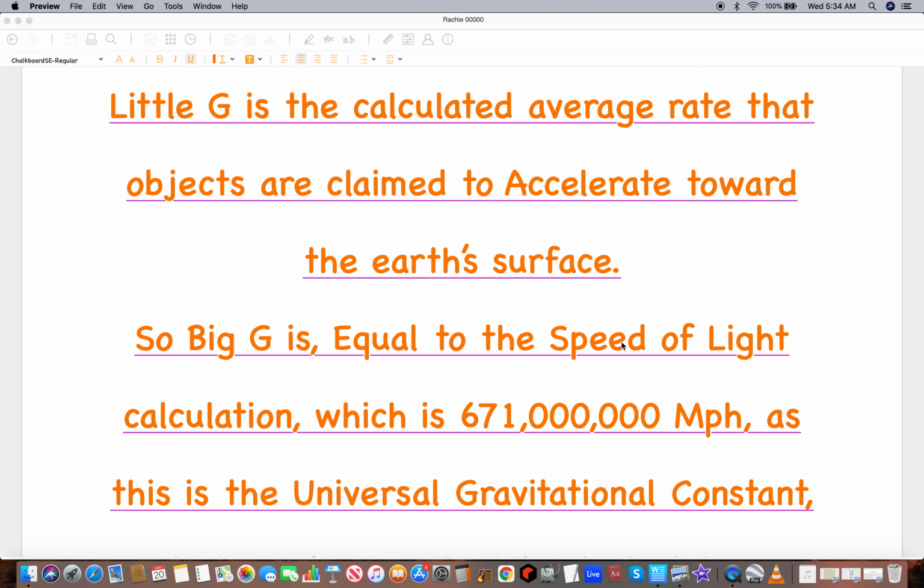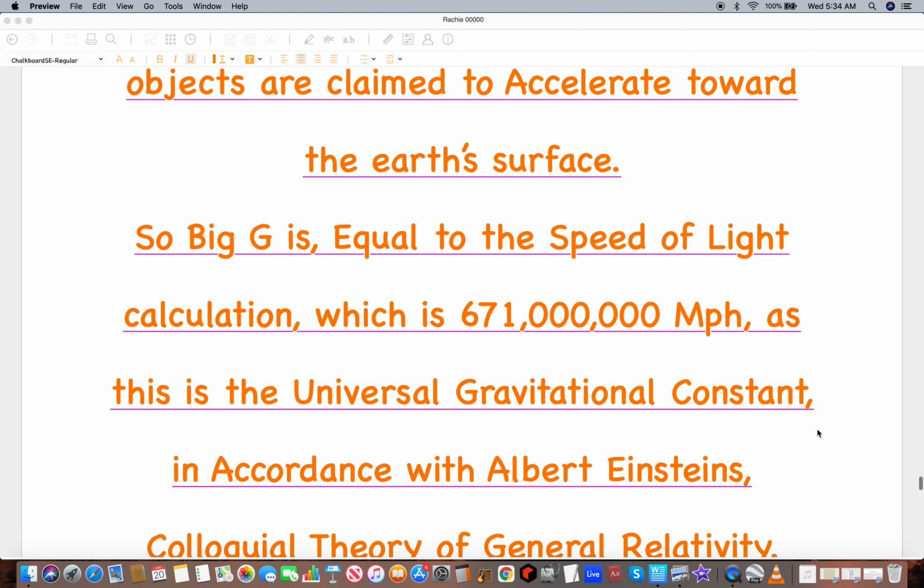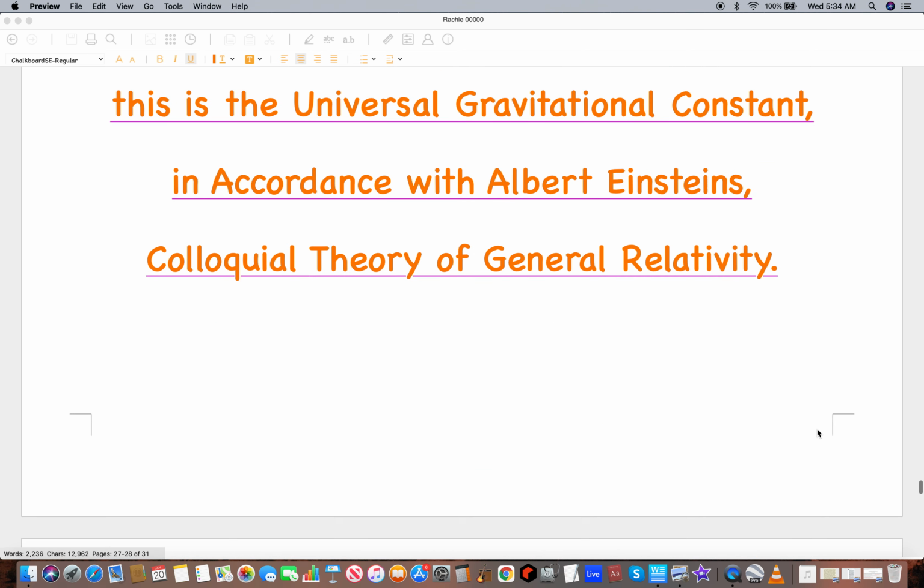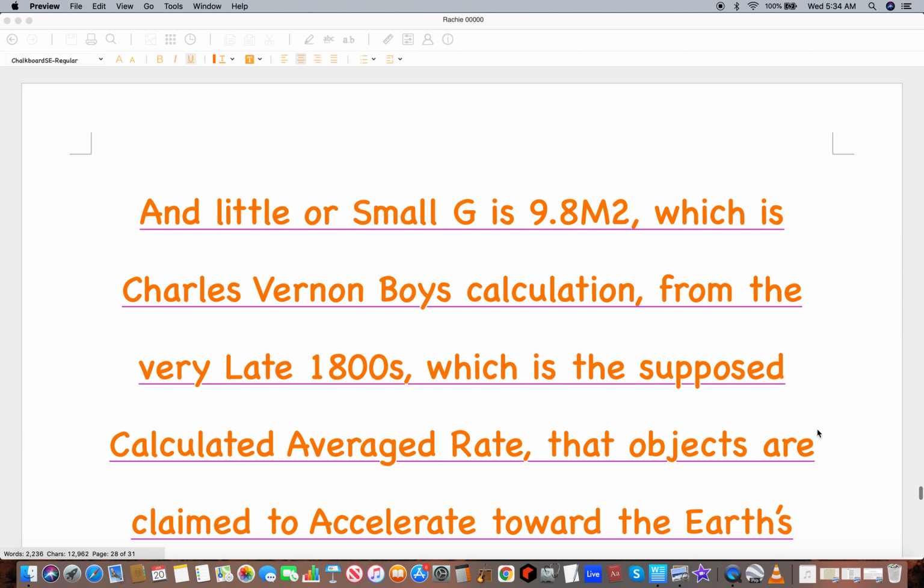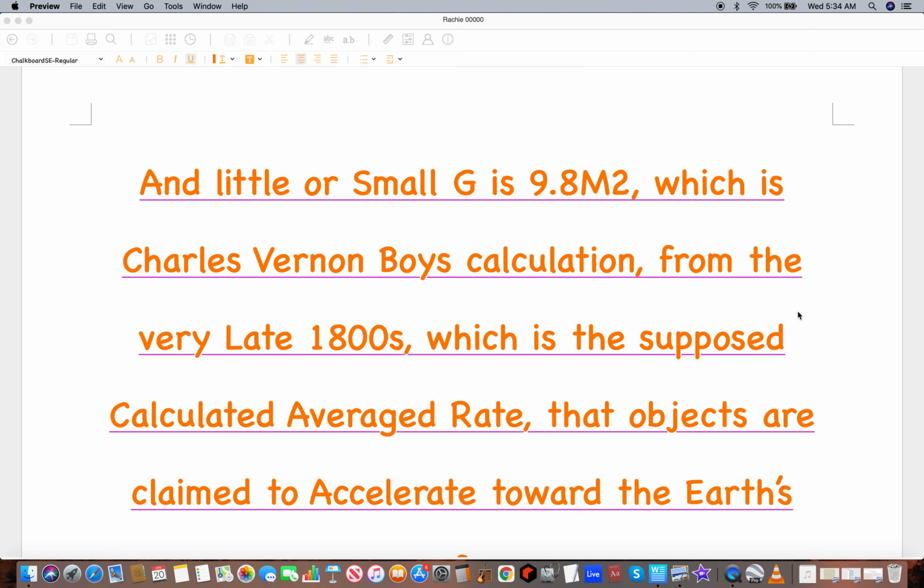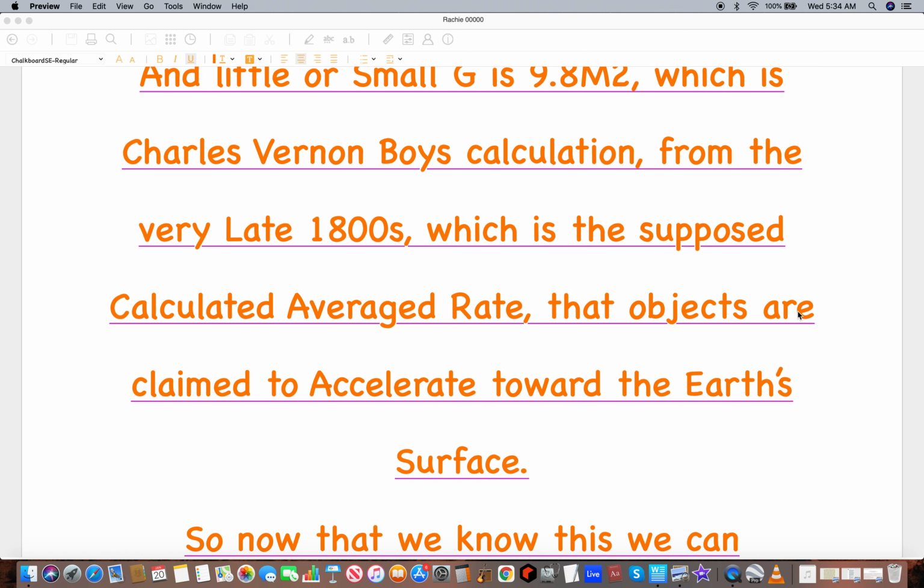So big G is equal to the speed of light calculation, which is 671 million miles per hour, as this is the universal gravitational constant in accordance with Albert Einstein's colloquial theory of general relativity. And little g is 9.8 meters per second squared, which is Charles Vernon Boys's calculation from the very late 1800s, which is the supposed calculated average rate that objects are claimed to accelerate towards the Earth's surface.